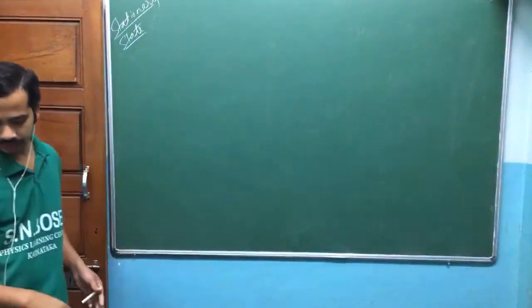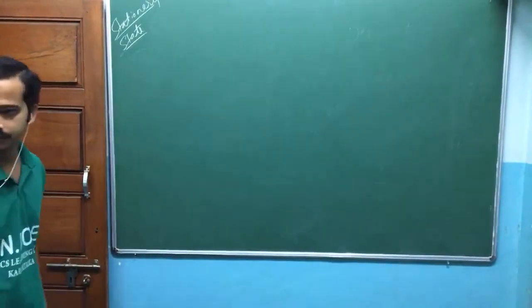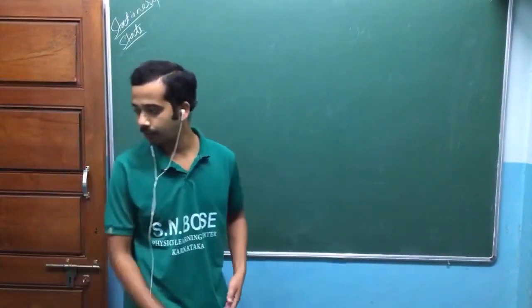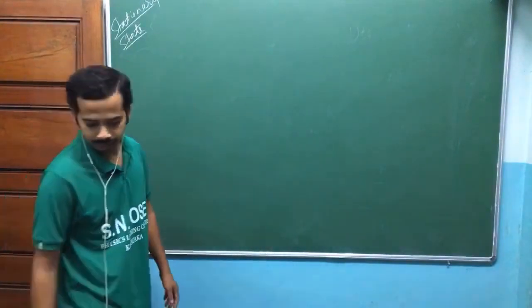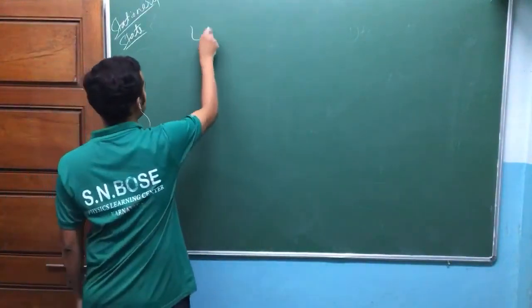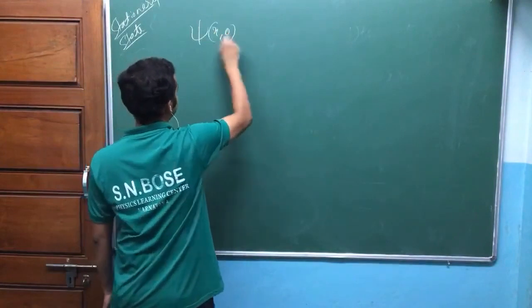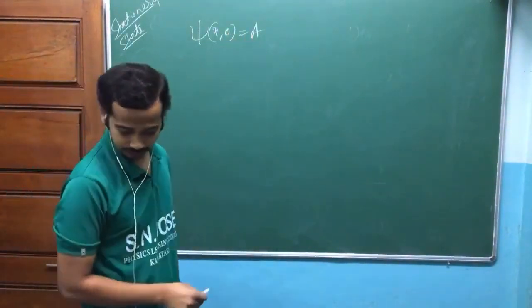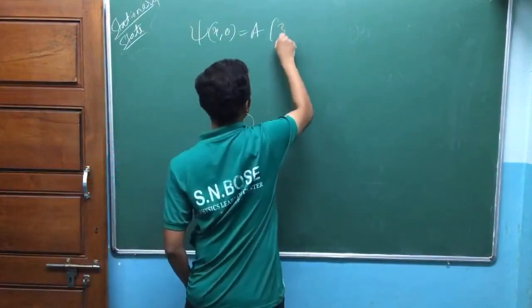How to apply this ladder operator thing for a linear combination state? Let me take problem 2.13, and later you should solve some TIFR problems on this one. There are many problems on the TIFR exam. Psi of x comma 0 is equal to A into 3 psi naught of x plus 4 psi 1 of x.